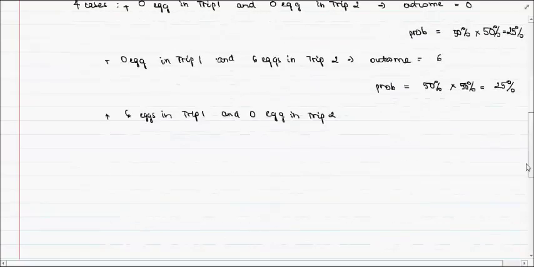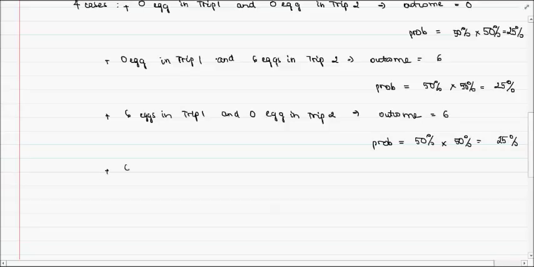Okay, so that is case 3. The outcome in this case again is just 6x in total, from both the trips. And again, the probability is 50% chance in the first trip, and 50% in the second trip, so it happens with 25%.